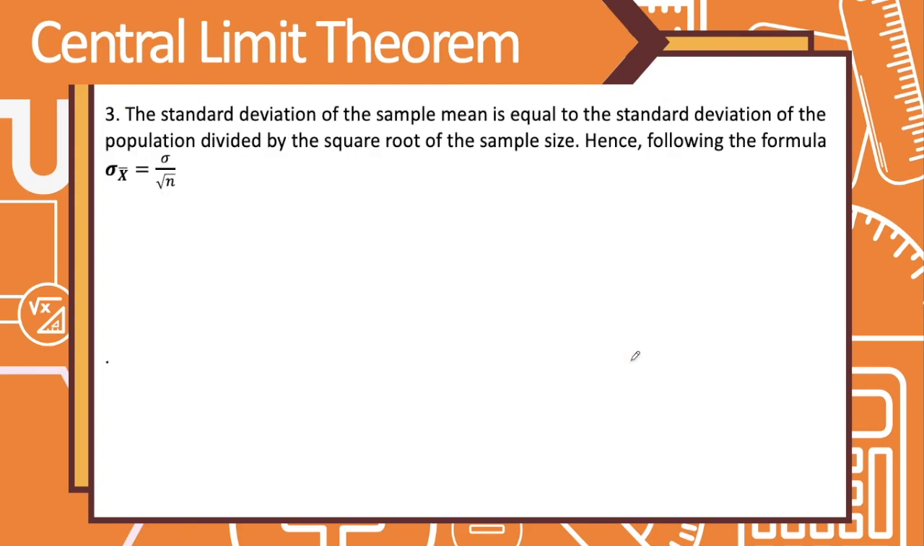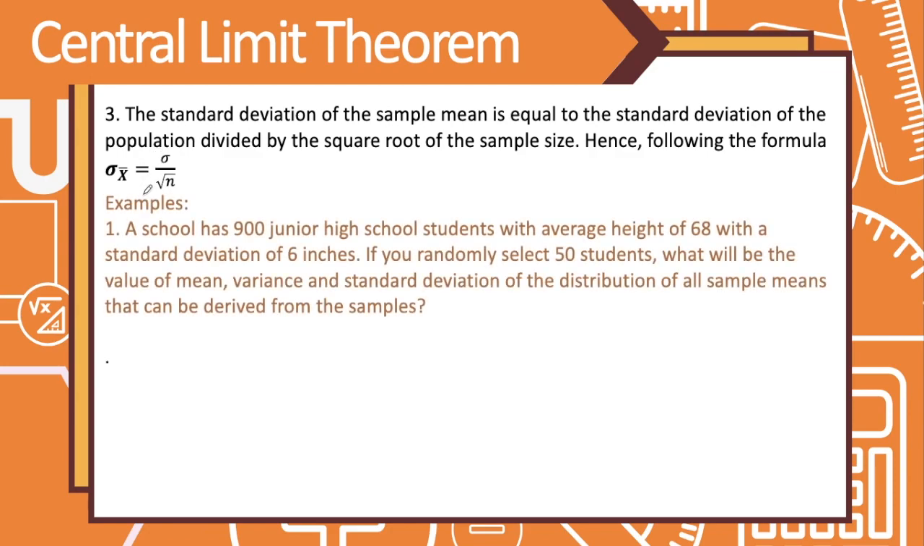Next is number 3. The standard deviation of the sample mean is equal to the standard deviation of the population divided by the square root of the sample size. Hence, the following formula. This formula can be used in solving for the standard deviation of the sample mean. So standard deviation of the sample mean is equal to the standard deviation of the population over square root of n, or square root of the sample size. This formula is useful if we're solving for the standard deviation given the standard deviation or the variance of the population. Let's have an example.